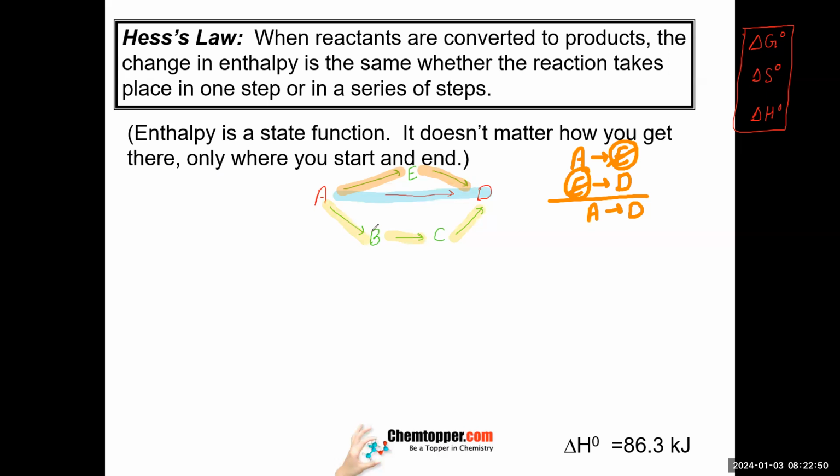And if I'm using this one, so first step is A to B. Second step is B to C. Third is C to D. When you add all of them, what are we getting? A to D. And how many intermediates are here? And what are the intermediates?